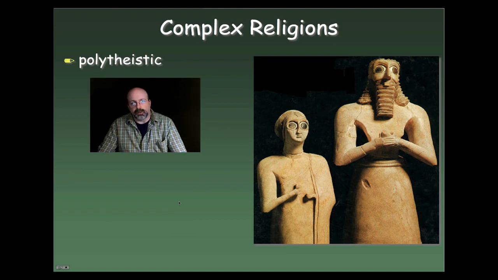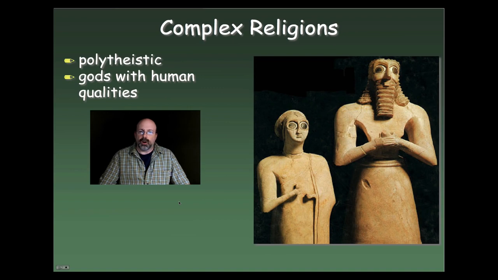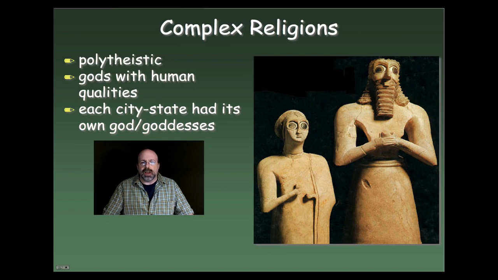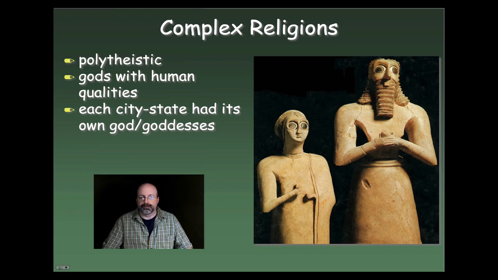Okay, let's take a look at complex religions. We know the Mesopotamians were polytheistic. Their gods, in fact, had human qualities. So not only did some of their gods actually appear like humans, but they also had some of the same sort of personality and behavioral complexes that you might associate with human beings as well. Now, each city-state had its own gods and goddesses, and so in many ways these city-states competed with each other, not just in terms of warfare, but in terms of which gods they might pray to and who might protect them in times of war or in times of trouble.